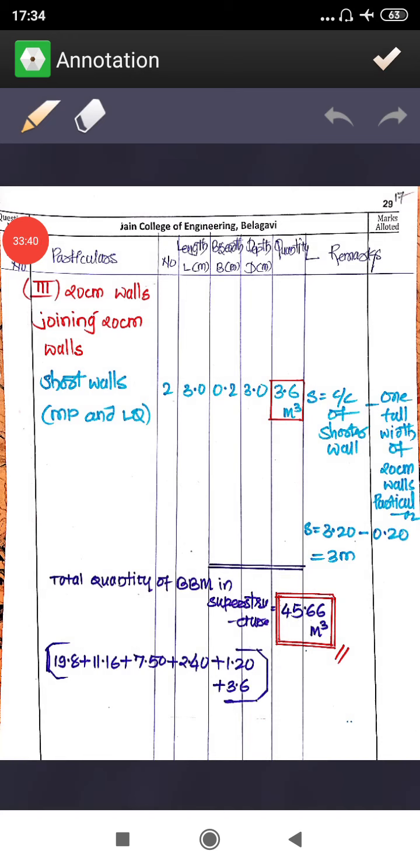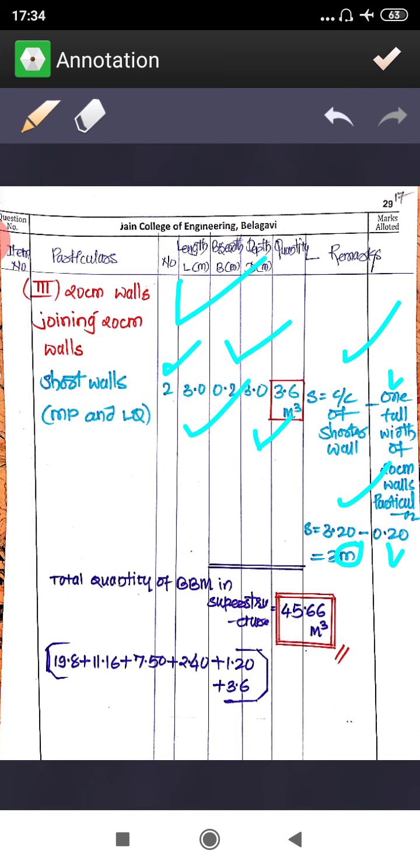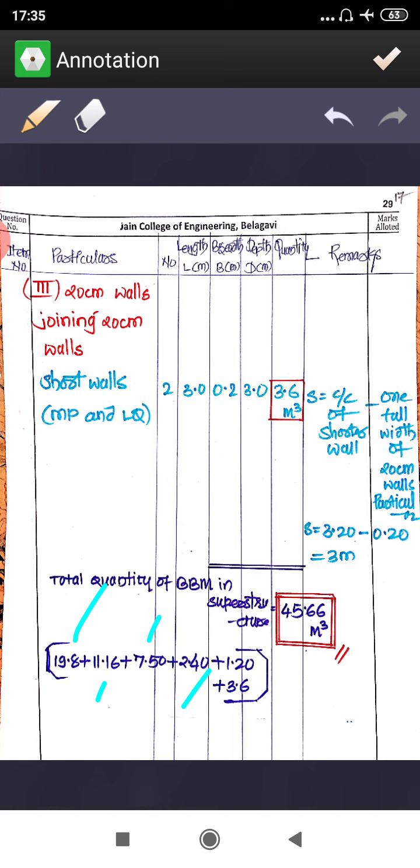Now the next, 20 centimeter wall joining 20 centimeter. Here both sides you are having 20 centimeter width, so I am going to take center to center minus one full width, 3.2 minus 0.2, so it is going to be 3 meter. So two numbers into 0.3 into 0.2 into 3 meter height, altogether it is 3.6 meter cube. Now the total BBM in superstructure, if you add 19.8, 11.16, 7.50, 2.40, 1.20 and 3.6, altogether it is 45.66 meter cube.